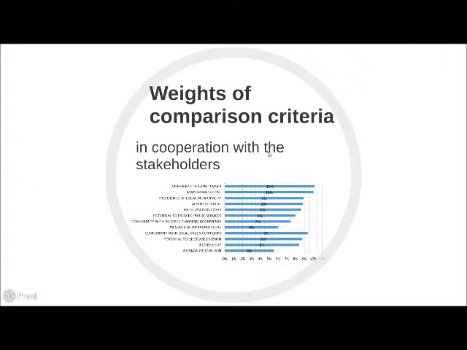And in cooperation with the stakeholders, we found the weights for comparison criteria. The most important were the preference of the landowner and also maintenance costs, but also conformity with the local green corridors, preference of the local municipality, and aesthetic values were important to stakeholders.